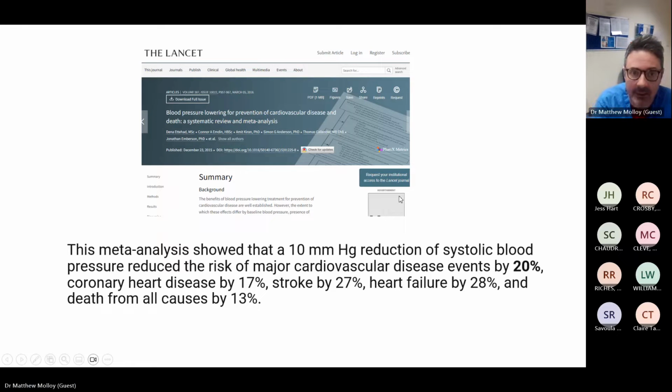So it was a few years ago now, I think it was 2016. There was a big meta-analysis in the Lancet showing the benefits of blood pressure reduction. Looking at several studies, it found that a 10 millimeter mercury reduction in systolic blood pressure reduces our risk of major cardiovascular disease events by 20%. So it reduces coronary heart disease by 17%, stroke by 27%, heart failure by 28%, and death from all causes by 13%.